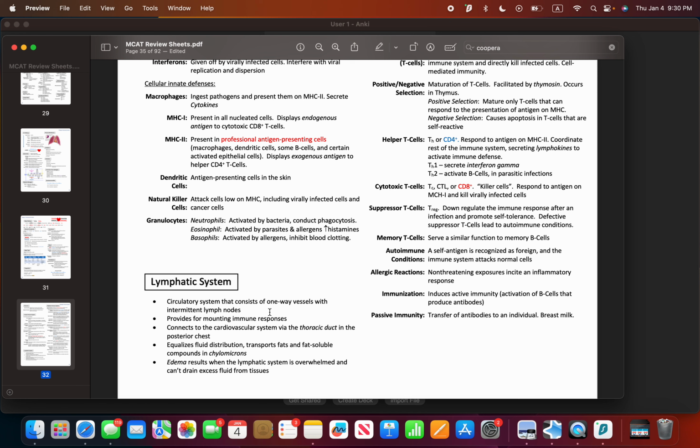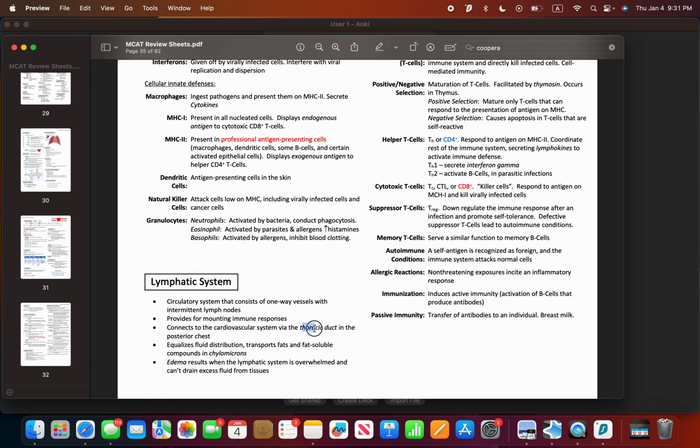So there are lymph nodes, like stations, like train stations, and interestingly, the vessels are one way, and it provides for mounting immune responses. So when you have increasing immune responses, it provides for that. It connects to the cardiovascular system via the thoracic duct in the posterior chest. So behind your chest, the lymphatic system is able to connect with the cardiovascular system via the thoracic duct.